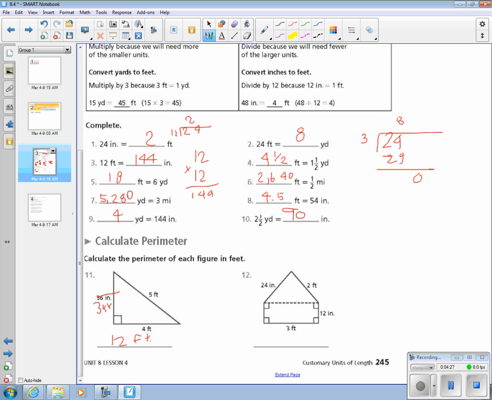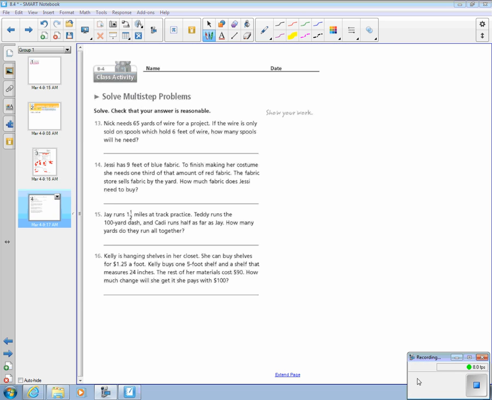So now go ahead and try number 12 on your own. I know you guys got it. And pause the video, then check back for your answer, and then we'll work on multi-step. Okay, welcome back. The answer for 12 is 9 feet. And we're moving on. Okay, now we are on multi-step problems.